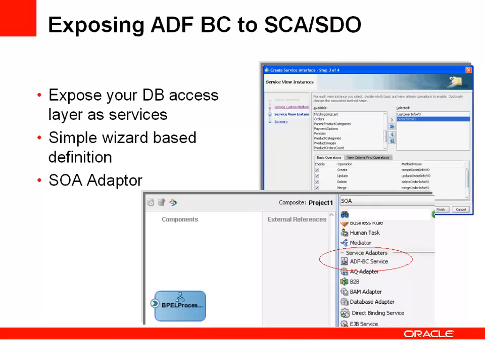So exposing ADF business components to an SCA as an SDO object, we can expose any of our business component functionality as services. We can do it simply by clicking through a wizard, and in the end it creates a SOA adapter for us that can then be utilized in composite creation as an external reference. And we'll take a look at this now.